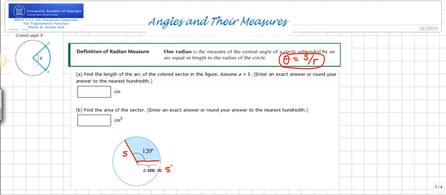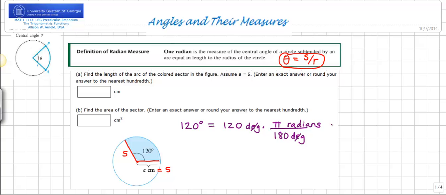It's important to note that in the definition of radian measure, the relationship between the arc length and the radius and the angle in radians is intrinsic to the angle being in radians. So we need to have 120 degrees converted to radians. And a simple way to do this is to remember one conversion fact, that for every 180 degrees, the value in radians is the number pi.